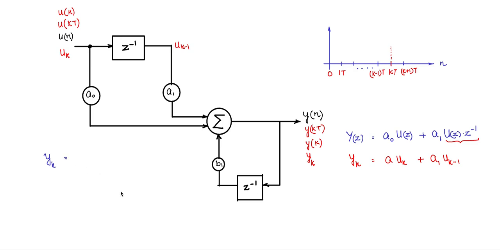So y of k equals a naught into u of k plus a1 into u of k minus 1 plus b1 into this value. What is this value? This value is y of k. This is a unit delay component, so this is y of k minus 1. So b1 into this y of k minus 1. So that is the constitutive equation, a snapshot if I take it with respect to kT.